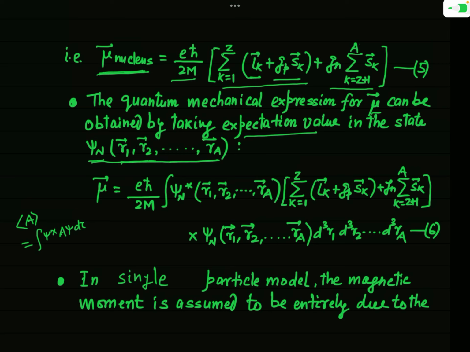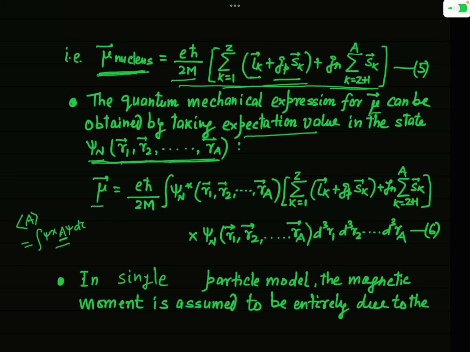This is just a way to find the expectation value when the wave function psi is normalized. So in this case, in place of the operator a, we will write mu nucleus, and mu nucleus is equal to this much, as you can see in equation 5. So considering this mu nucleus as an operator, the quantum mechanical expression for the expectation value of this operator mu nucleus in this state psi n r1 r2 to rn and ra will be what?